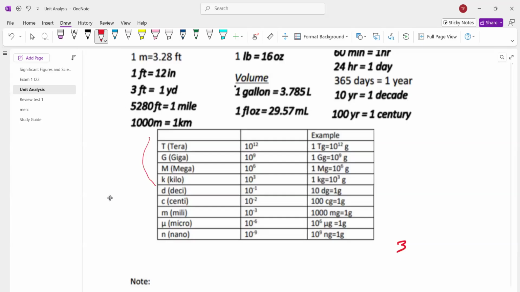So there are 1,000 kilos in a mega, 1,000 megas in a giga, and 1,000 gigas in a tera. But it depends what we're talking about. We're talking about grams, bytes, bits, children, ducks, doesn't matter.